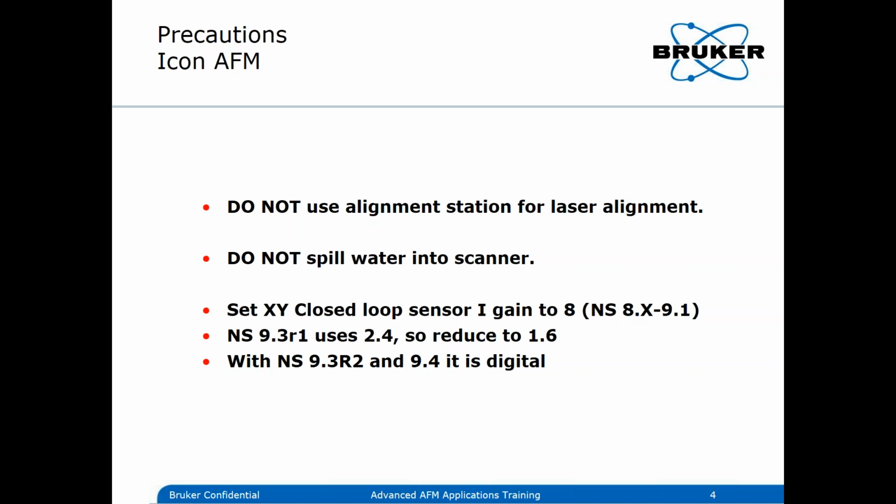In later versions, like Nanoscope version 9.3, release version 1, it uses a different I gain setting, so it is set to 2.4 by default, and you have to reduce it to 1.6. With the later versions than that, Nanoscope version 9.3 R2 or 9.4, the gain is digital and therefore doesn't need to be adjusted, as far as I know up to now.